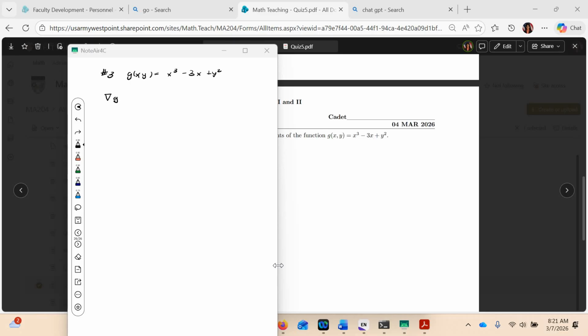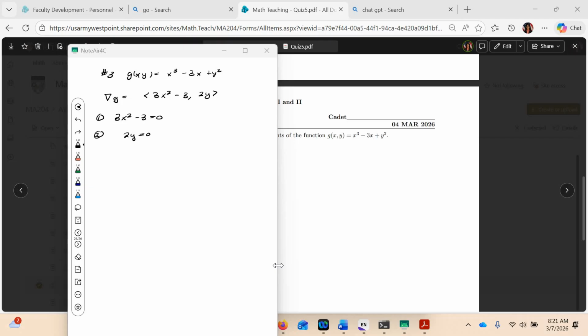So the gradient of g, if you want to think like this, is 3x squared minus 3. That's the partial of g with respect to x. And the partial with respect to y is the second component, which gives you 2y. Set them equal to 0. I get 3x squared minus 3 equals 0. That's my equation 1. And equation 2 is 2y equals 0.